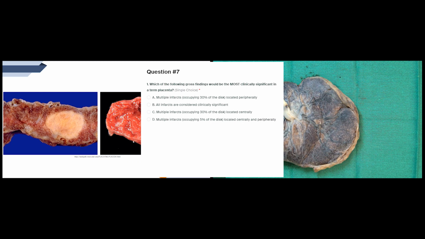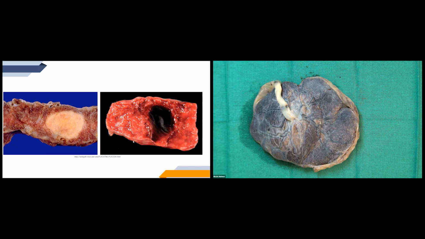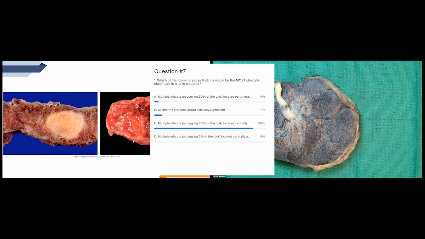Okay, so I'm going to stop the polling there and share the results. Yes, great job, everyone. The correct answer is C. It would be multiple infarcts that are occupying 30% of the disc and that are located centrally.